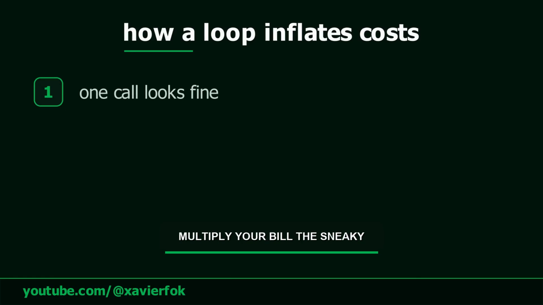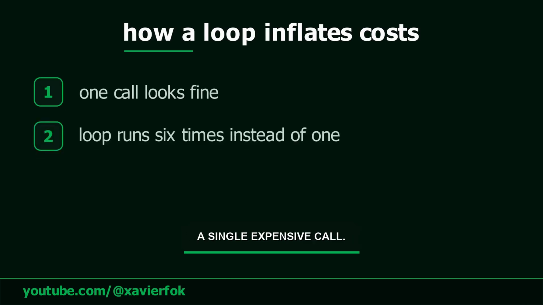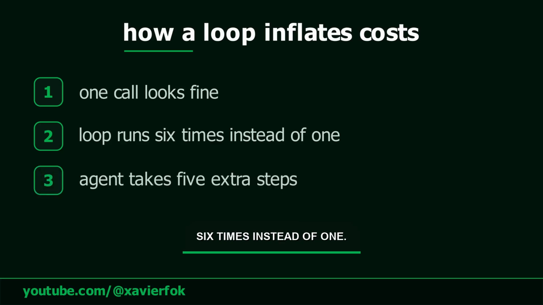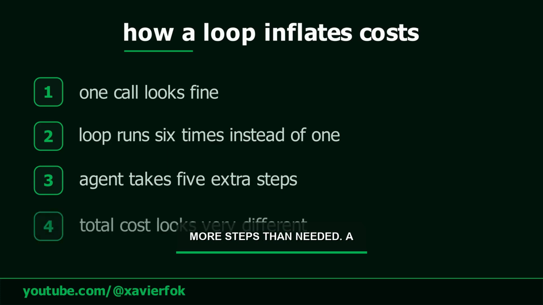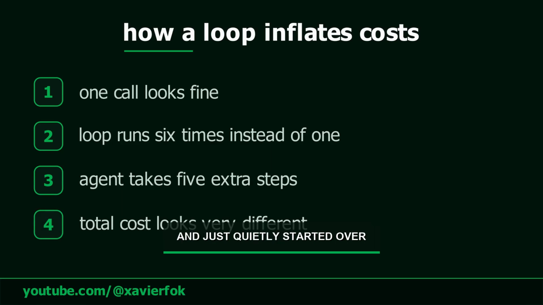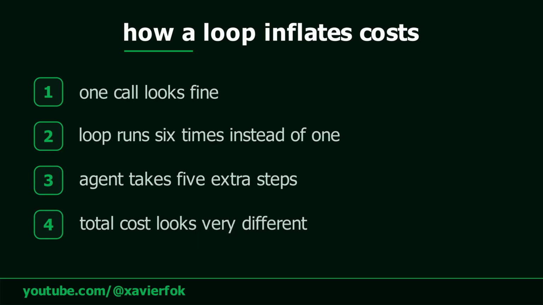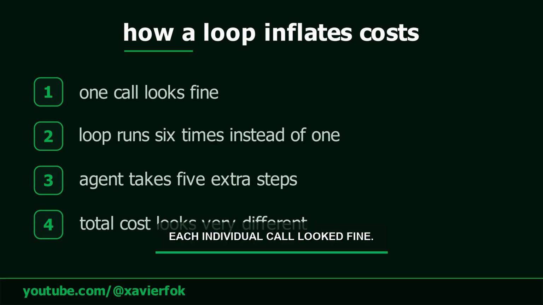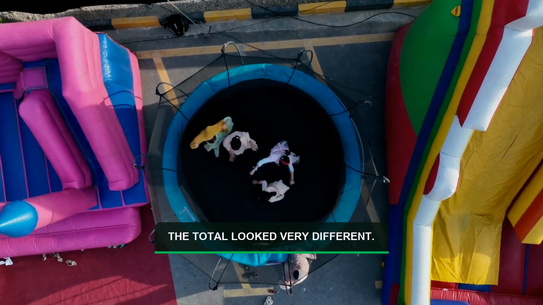Retries and loops quietly multiply your bill. The sneaky cost driver that bit me hardest early on was not a single expensive call. It was calls that happened more often than I expected. A retry loop that ran 6 times instead of 1. An agent that went back and forth with itself 5 more steps than needed. A script that caught an error and just quietly started over from the beginning. Each individual call looked fine. The total looked very different.